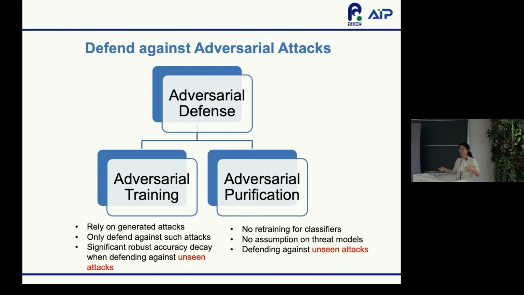The other way is very sophisticated but very effective in the recent three years, which is called adversarial purification. In adversarial purification, we rely on powerful generative models to generate the clean images based on the given adversarial examples. So basically, no retraining is required for classifiers, which means a lot of the power for training these classifiers can be saved. Also, there is no assumption for the threat models. Any attack can really happen, but we can still resist it successfully. So it means we can defend against these unseen attacks. Any questions for this page?